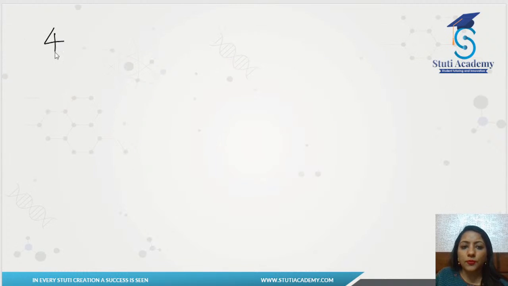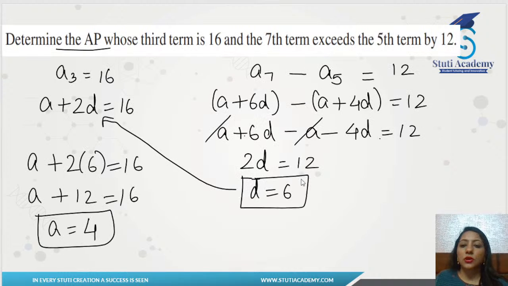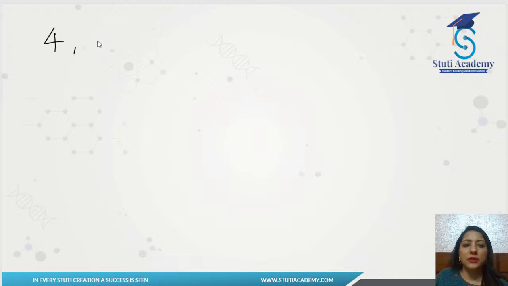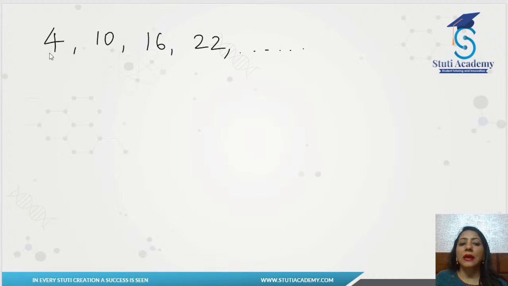So we have to start from 4. That's the first term. The common difference here is 6. We add 6 to it. We will get how much? We will get here 10. Then we'll again add 6. We'll get 16. We will again add 6. We are going to get 22 and so on. So this is the AP: 4, 10, 16, 22 and so on. So this one was quite easy.